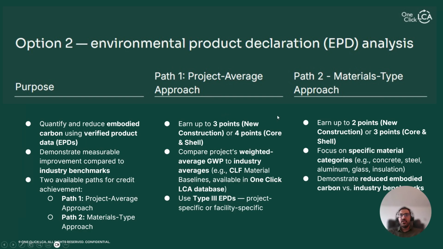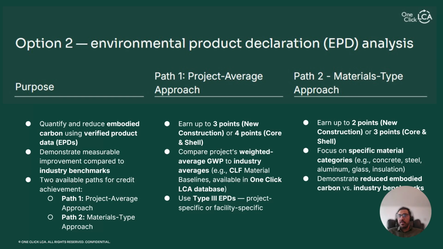Then you have the option of the EPDs. Again, as I said, it's not just about using the EPDs, but comparing them to some industry averages to be sure that your materials are green as well. So you have 2 pathways here by this option. One of them is checking all the materials that you have EPD for in your project, or in the pathway 2, you're just going to select some specific materials, such as the concrete, steel, aluminum, glass, or insulation, and you're just going to focus on that.